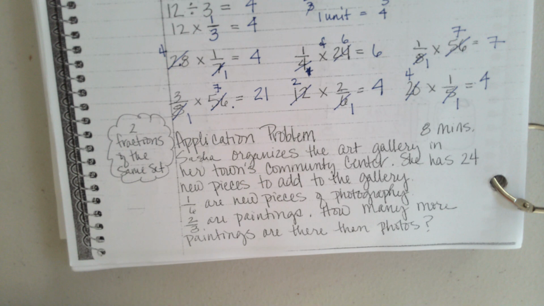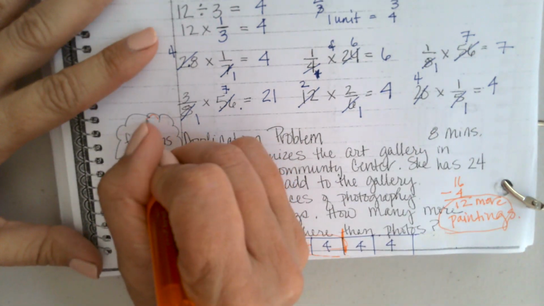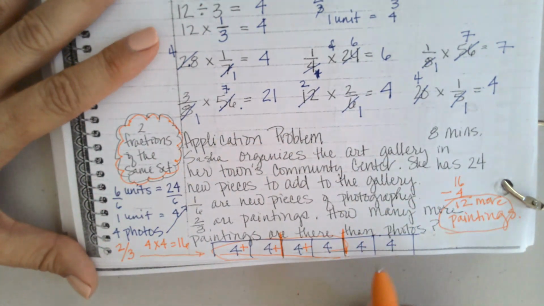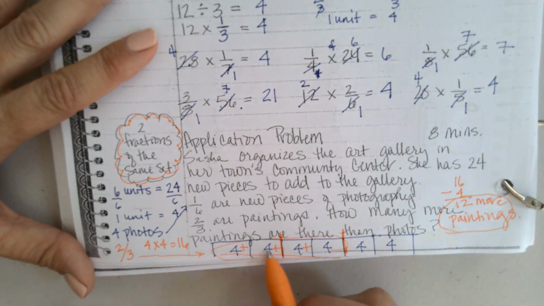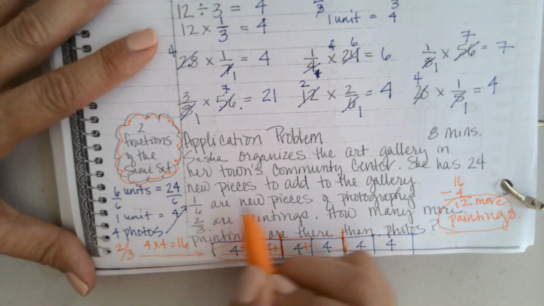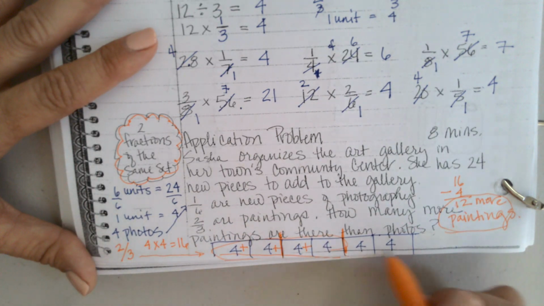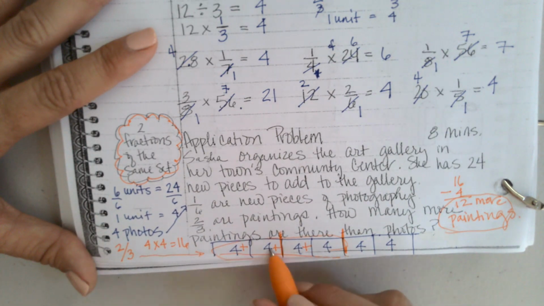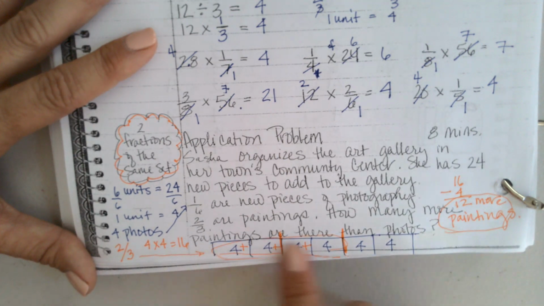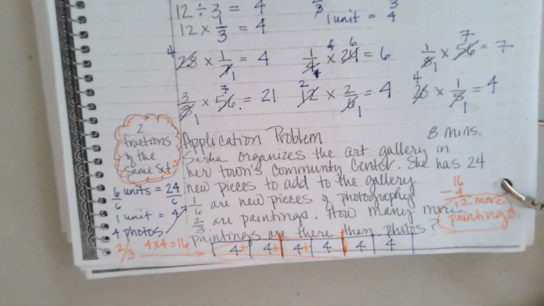Check to see what I did here. Okay, so hopefully you picked up on this right here. Two fractions of the same set. So look, here is my set that I began with. 1, 2, 3, 4, 5, 6. And I was just trying to figure out 1/6 of 24. So 1/6 of 24 equals 4 units, right? So 4 times 1, 2, 3, 4, 5, 6 would be 24 pieces. 24 pieces cut up into six sections. There would be 4 in each one.